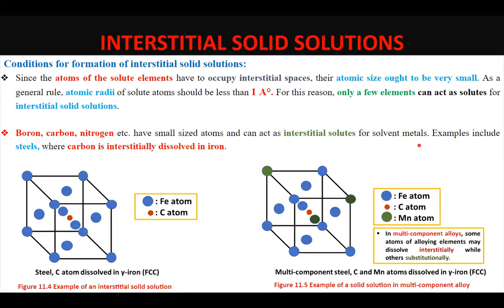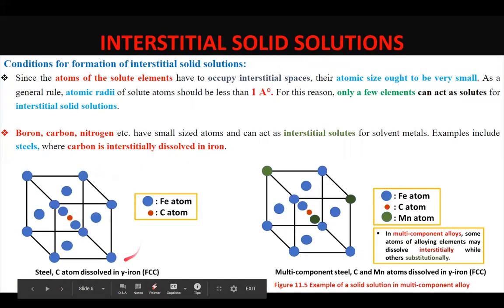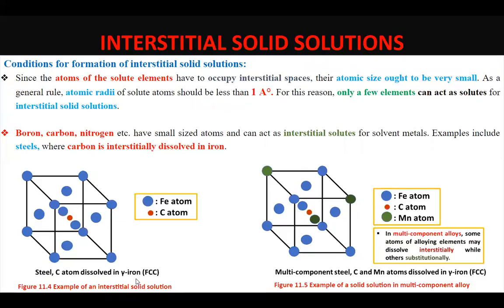Steels being the most important example, where carbon gets interstitially dissolved in all types of iron, gamma iron, delta iron, alpha iron, etc. So in this example we have shown that in a steel component, carbon atom is getting dissolved in gamma iron and forms a phase called austenite. We'll discuss it in the lectures to come.